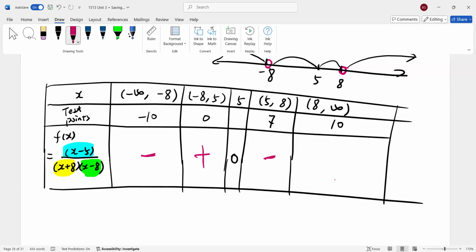Testing point is 10. 10 will make the blue positive, yellow positive, green positive. Everything's positive, definitely is going to be positive.